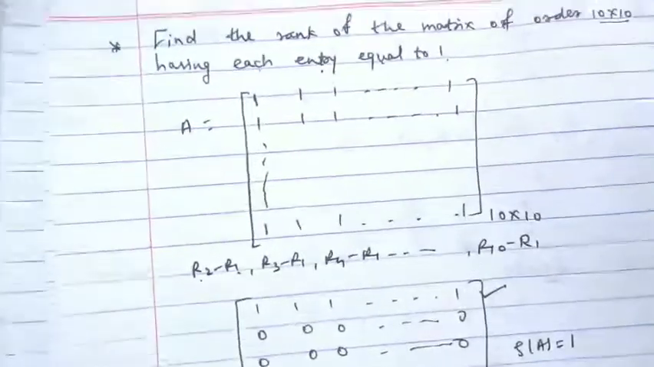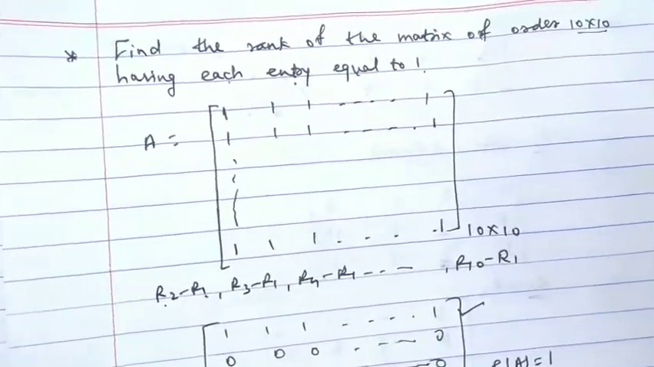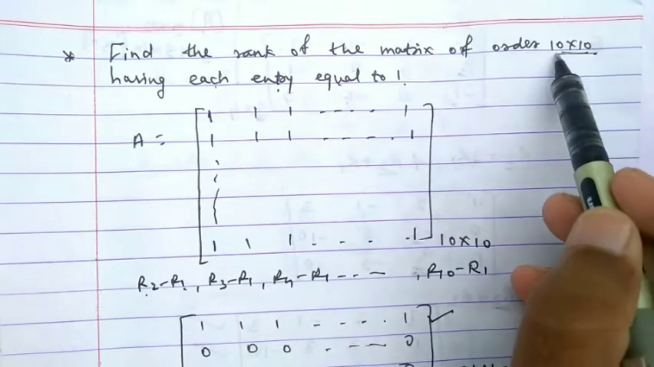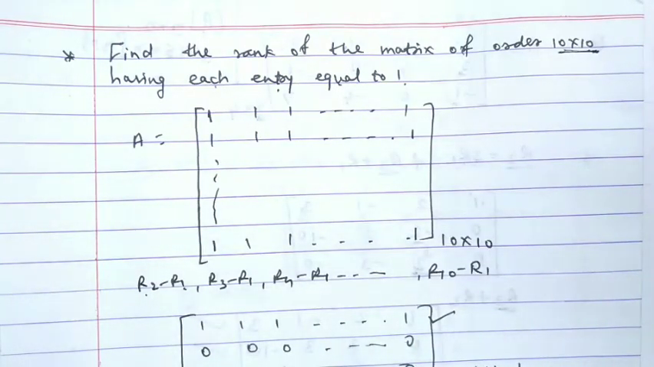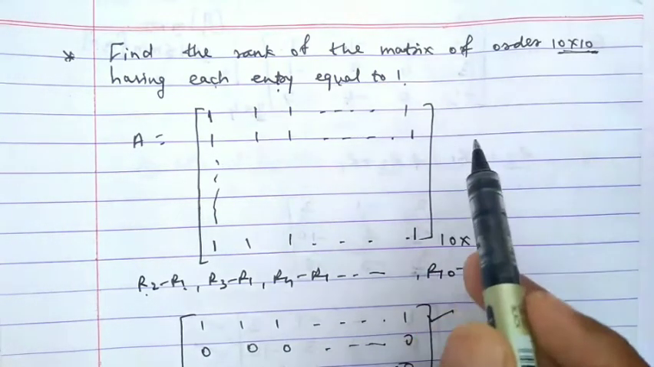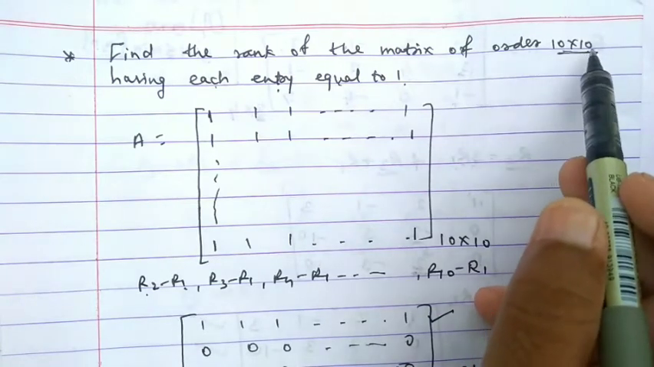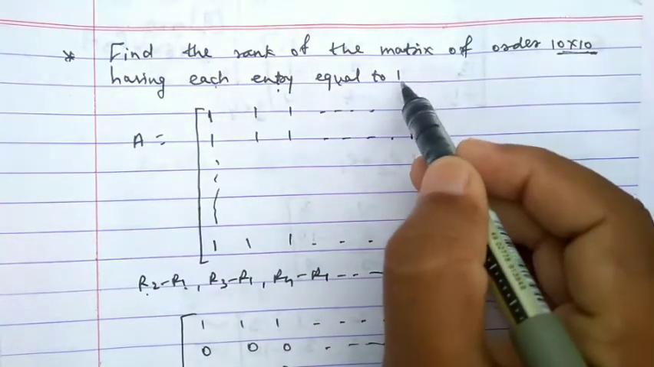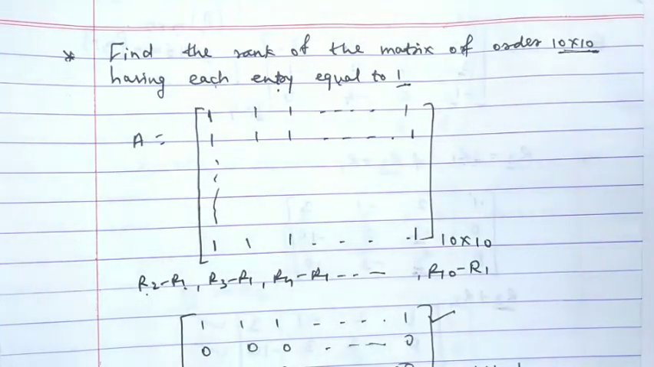So keep in mind that if this type of question comes, that means find the rank of the matrix of order 10 cross 10 having each entry equal to 1, or any order n cross n having each entry equal to 1, then you will get the rank equal to 1. Here I just took the example of order 10 cross 10. If you take any n cross n matrix having each entry equal, then the rank of the matrix is 1.